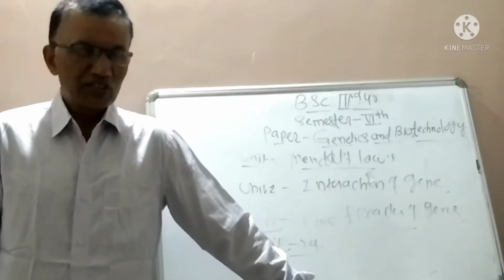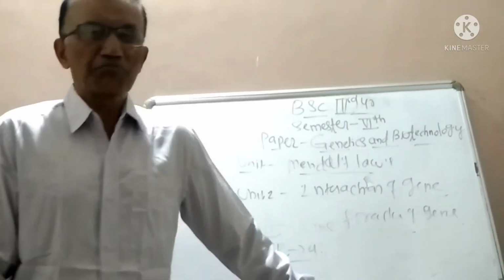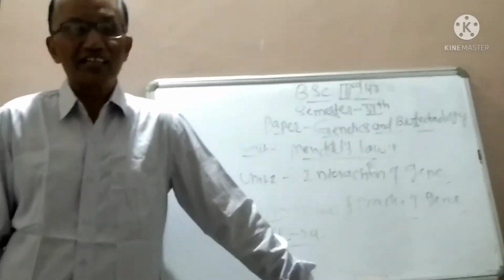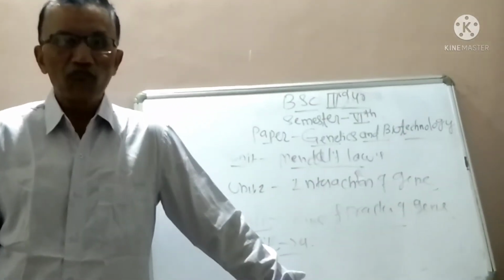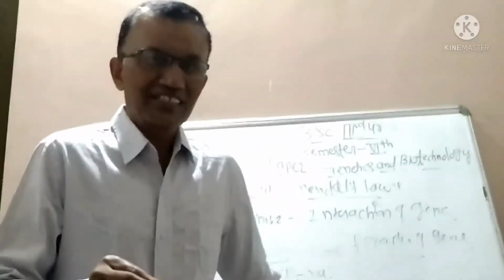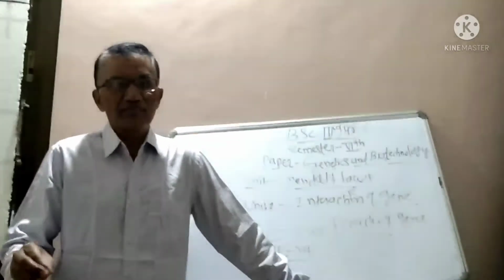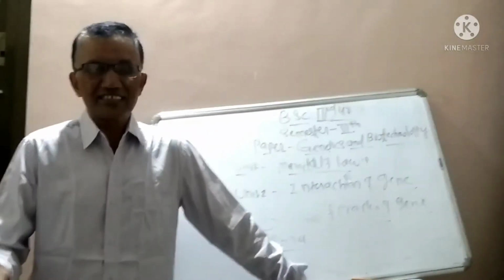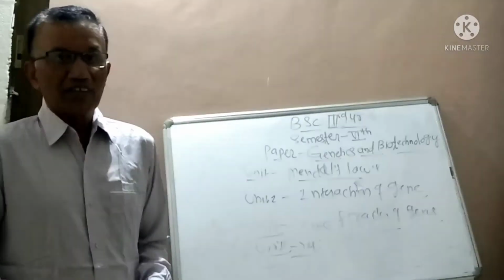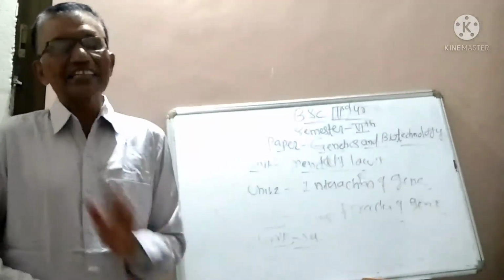X-linked inheritance, for example, is the inheritance of eye color in Drosophila. Inheritance of eye color in Drosophila means the characters are controlled by genes present on sex chromosomes, and how they are inherited is known as sex-linked inheritance.